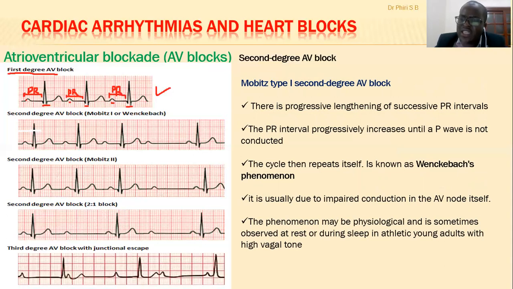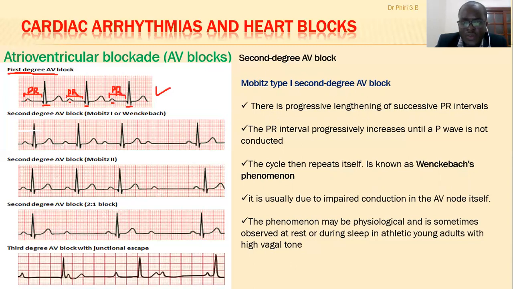So the second degree heart blocks, just to say, you have prolongation of PR interval, and on top of that, you can have a drop in the heartbeat. So you have dropped heartbeats. So there are different types of second degree heart block. So there's type 1. So you have Mobitz type 1, second degree AV block.